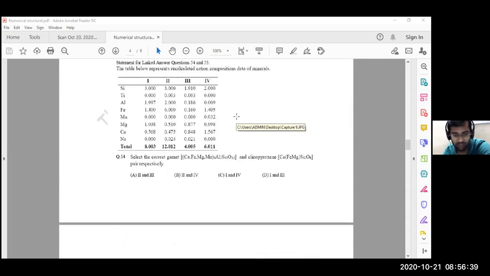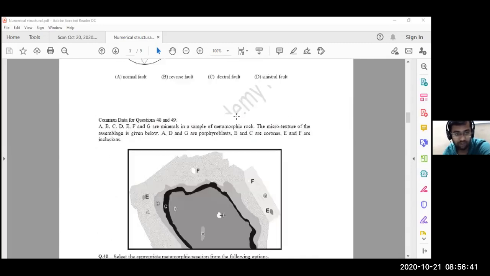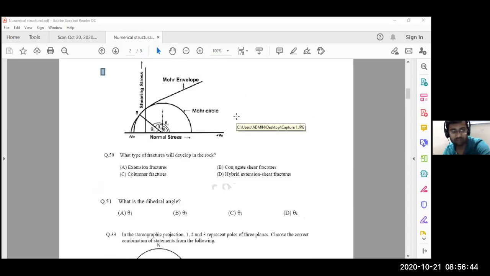More questions will come in the exam. Okay, so now structural geology is finished here. What day is it today? Today is Wednesday. Okay, tomorrow morning and evening you have a test.